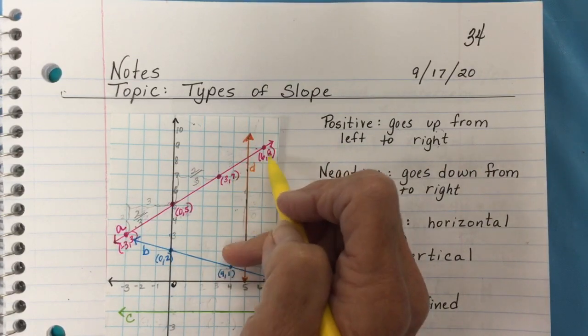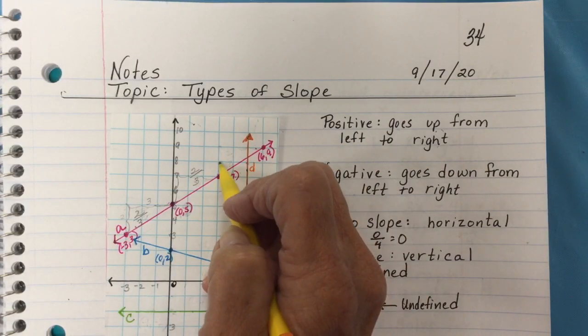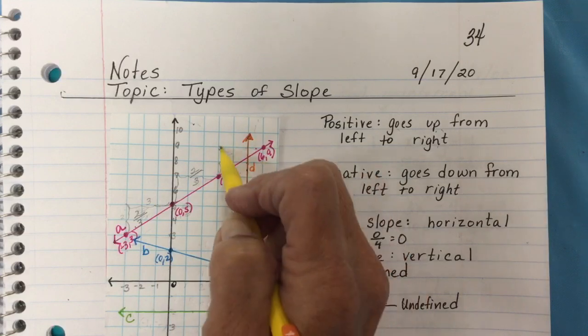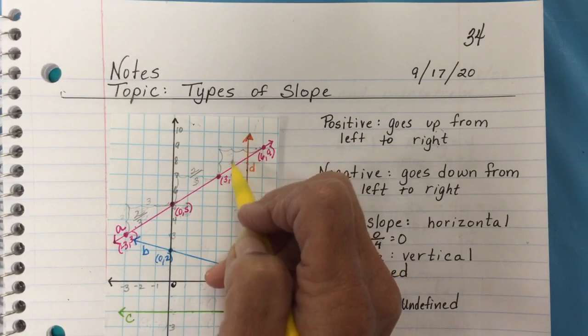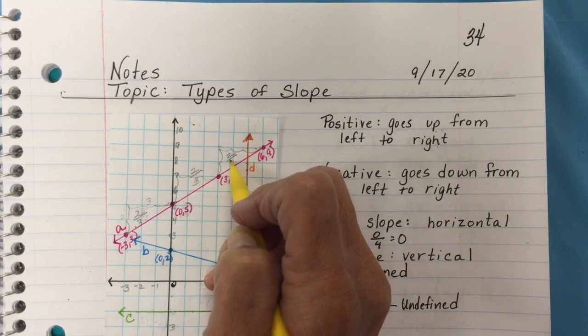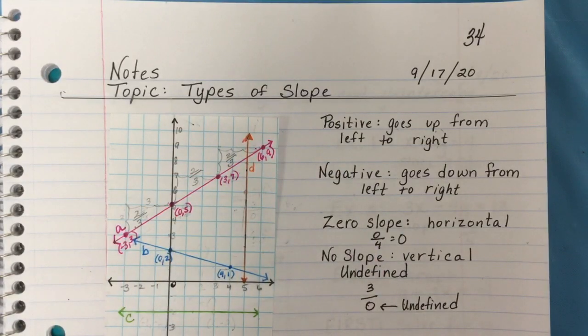Same thing here, from 7 to 9, up 2. From 3 to 6, 1, 2, 3. This one also has a slope of 2/3. It's linear, and so the slope will stay the same.